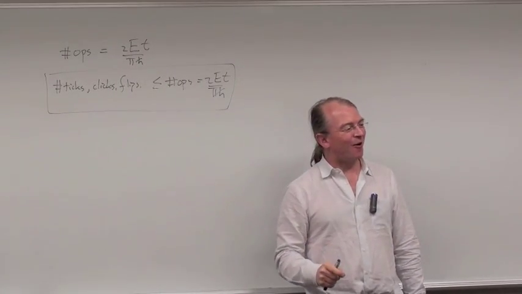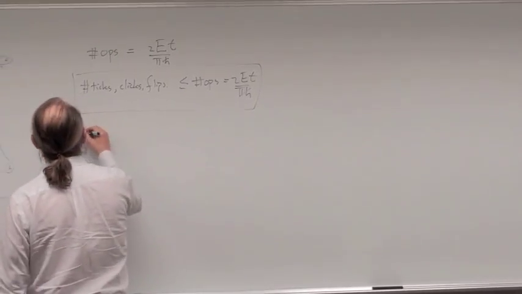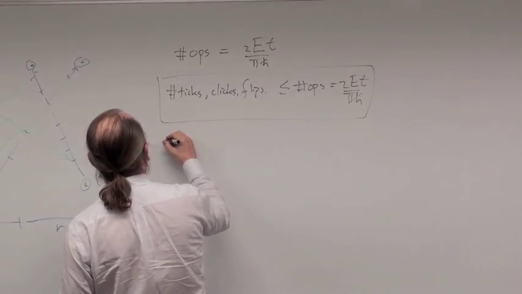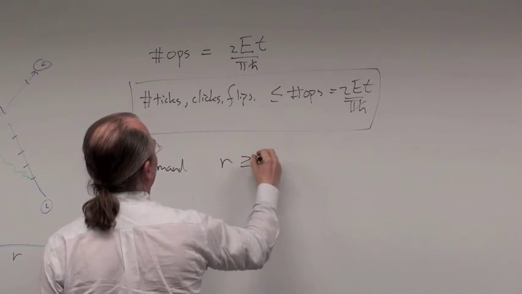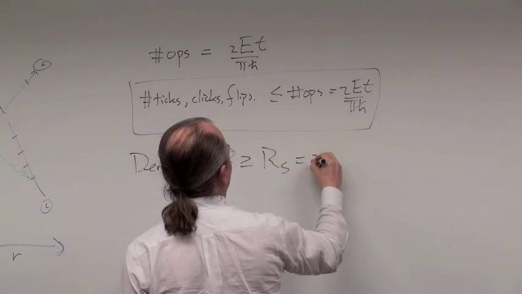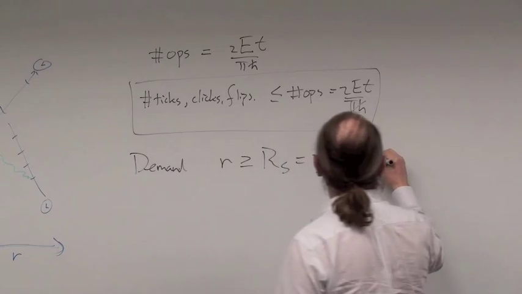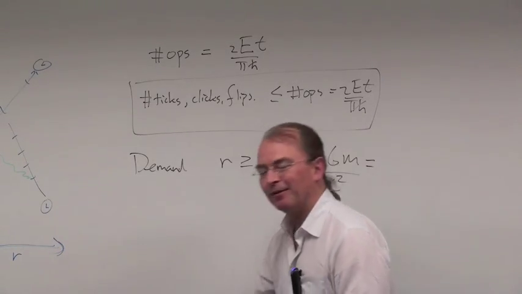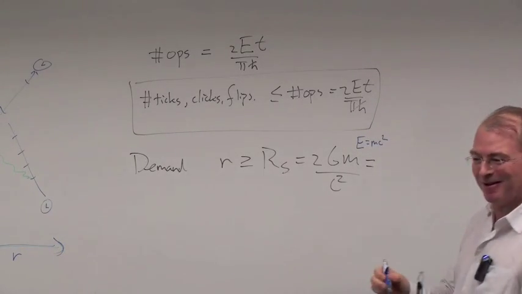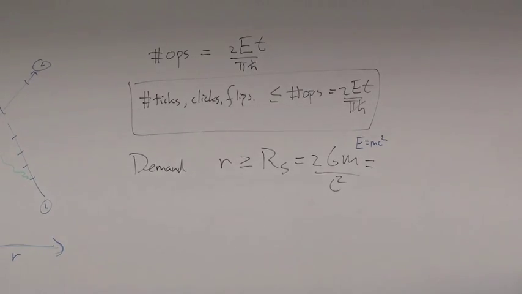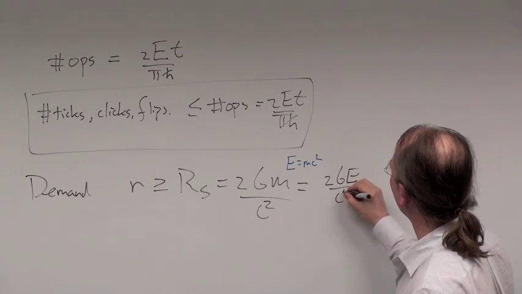Yes, you form a black hole. If you put in too much energy, you form a black hole. In particular, we're going to demand that the radius of this volume be greater than or equal to the Schwarzschild radius, which is equal to 2GM over c squared, which, using the fact that E equals mc squared, right, one should always write down E equals mc squared in a legitimate context, is 2GE over c to the fourth.